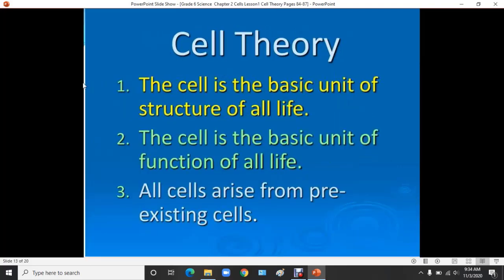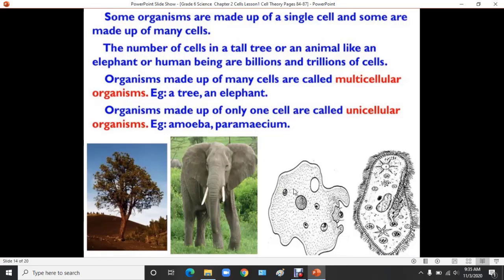Here, the cell theory says three main points: the cell is the basic unit of structure of all life, the cell is the basic unit of function of all life, and all cells arise from pre-existing cells. So when you talk about cells and organisms, some organisms are made up of a single cell and some are made up of many cells. The number of cells in a tall tree or an animal, like an elephant or a human being, is billions and trillions of cells.